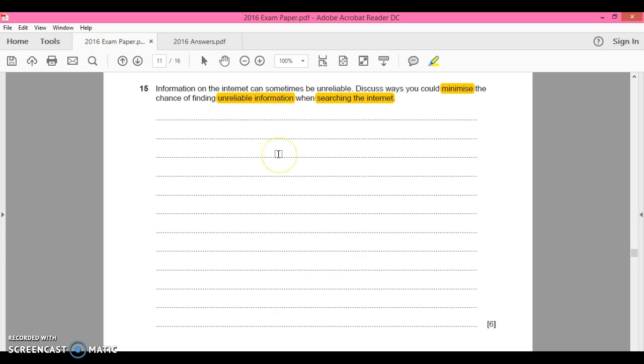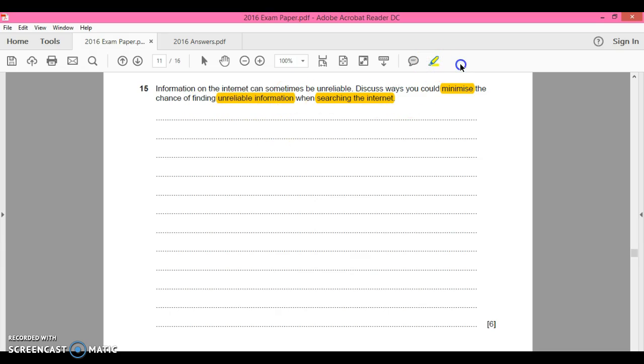Okay, so think about those words. So do not think minimize means to cut down the number of searches. It says the chance of finding. Okay, minimize the chance of finding unreliable information on the internet.